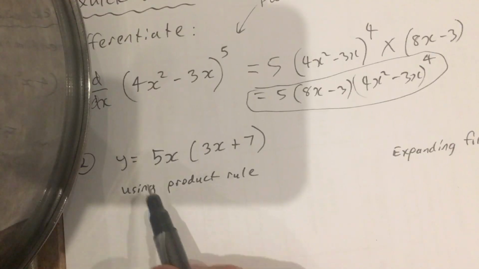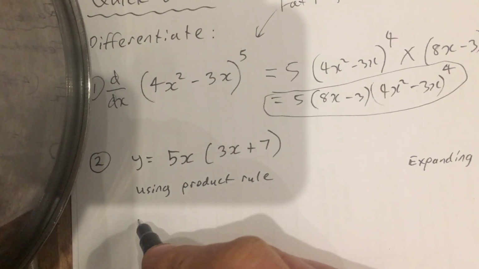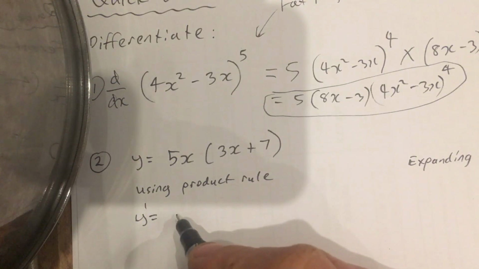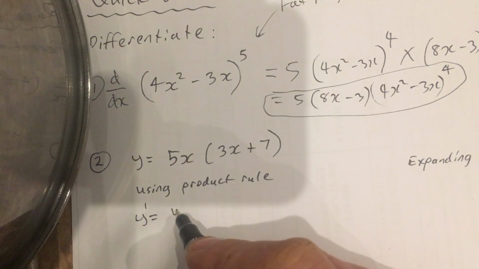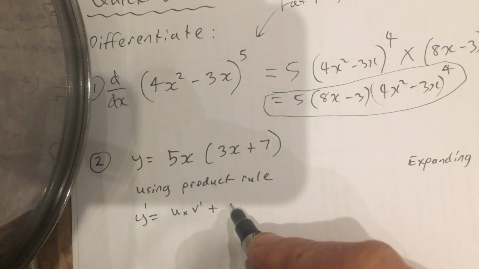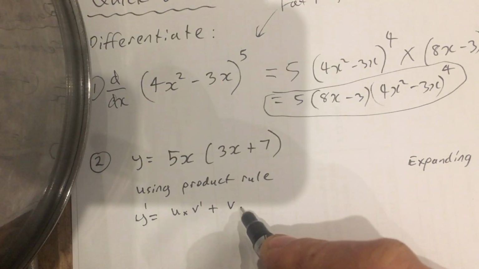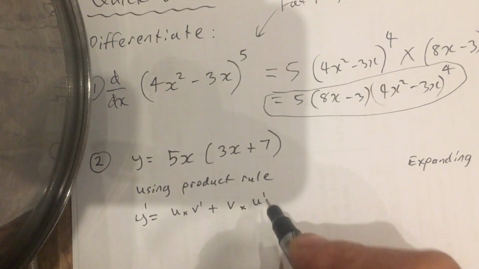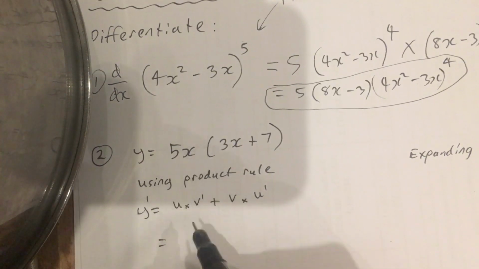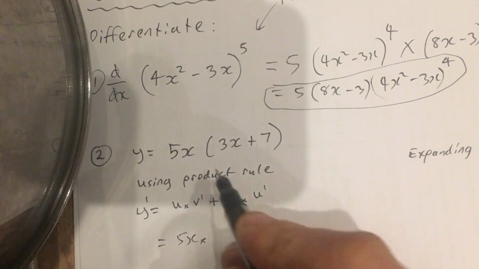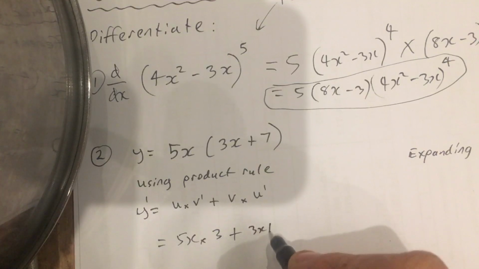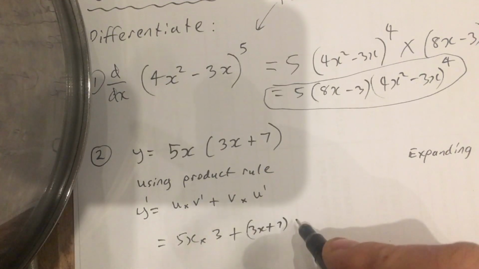Now the product rule, this one. So just reminding ourselves what the product rule is first. So y dash equals the first, so I'm going to go u times the derivative of the second, v dash, plus the second, it's v, times the derivative of the first, u dash. So that's in words, you heard me saying it, that's how I like to do it. So it's the first, 5x, times the derivative of the second, 3, plus the second, 3x plus 7, times the derivative of the first, 5.